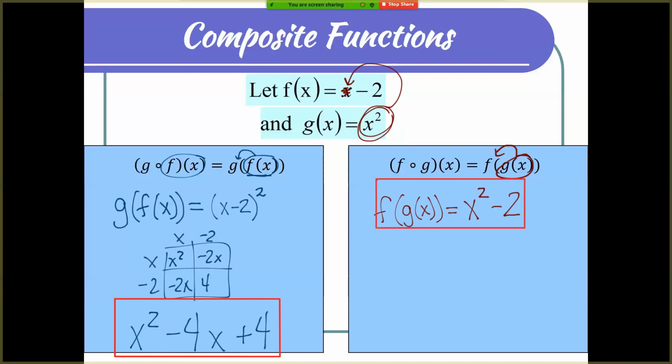x squared minus 2. Notice we found two compositions with the exact same functions and we got two different answers. So order definitely matters on this. So one of them we plugged f into g, the other one we plugged g into f, two completely different answers.